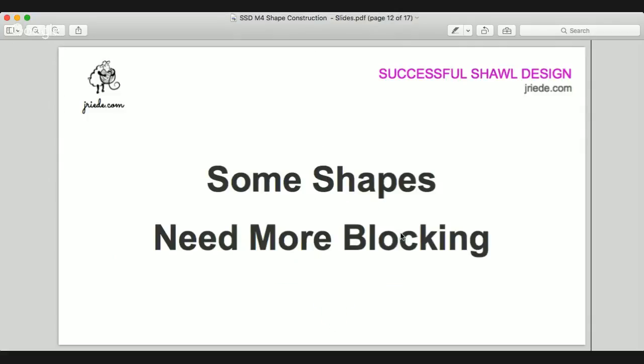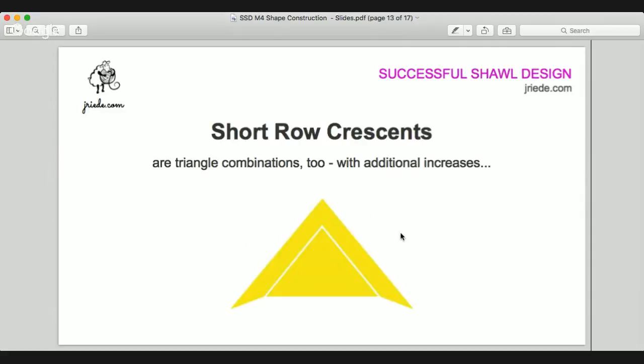Okay. For some shapes, you cannot just combine basic geometric shapes and achieve a desired shawl shape. You need to do some more things, like in this case, more blocking to form specific shawl shapes. 2 prominent examples of this kind of shawl shaping are short row crescent shawls and Faroese shawls. And I will tell you a bit more about these 2 examples right now.